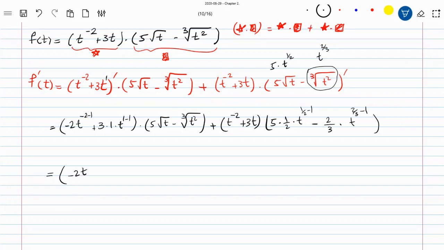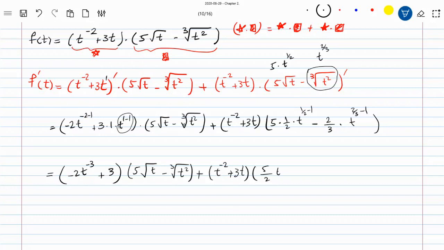You get negative 2t to the negative 3 plus, this is t to the 0, which is 1, times 3 times 1, so 3, times 5 square root of t minus cube root of t squared, plus t to the negative 2 plus 3t times 5 times 1/2, which is 5/2, t to the 1/2 minus 1, which is t to the negative 1/2, minus 2/3, t to the 2/3 minus 1, which is negative 1/3.